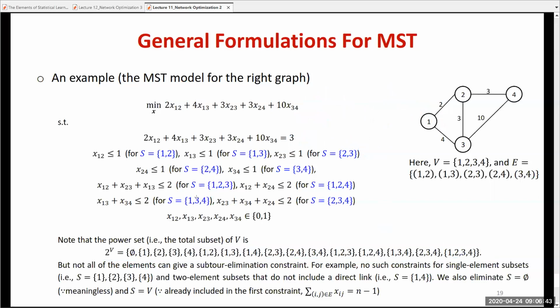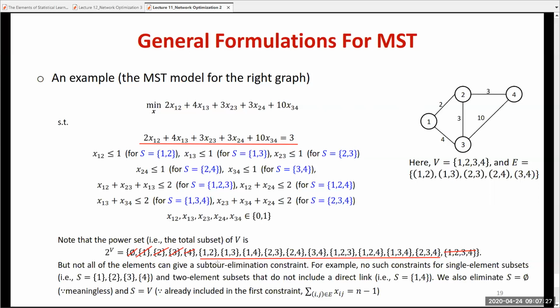Okay, so here let's list them one by one. As we mentioned before, we are not gonna include the empty set, because it's meaningless to include. We're not gonna include S equal to V itself, because the first element here actually means the case for S equals to V. And also we're not gonna include sets S with only 1 element. So all these are gonna be removed, and hence, at most, we're gonna include these elements. Let's have a look one by one.